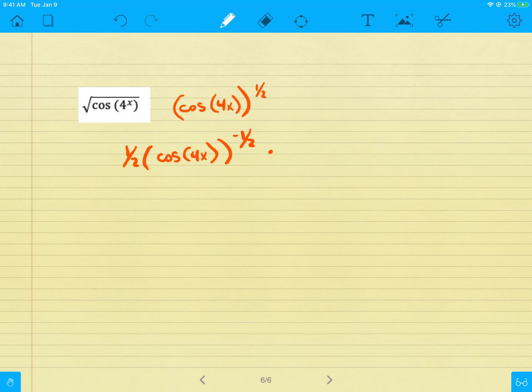Well, the derivative of cosine is negative sine of 4x. Then we have to take the times the derivative of the inside of that, which the derivative of 4x is 4. So there you go. That is the chain rule inside of a chain rule. Okay, that should be the last problem here.